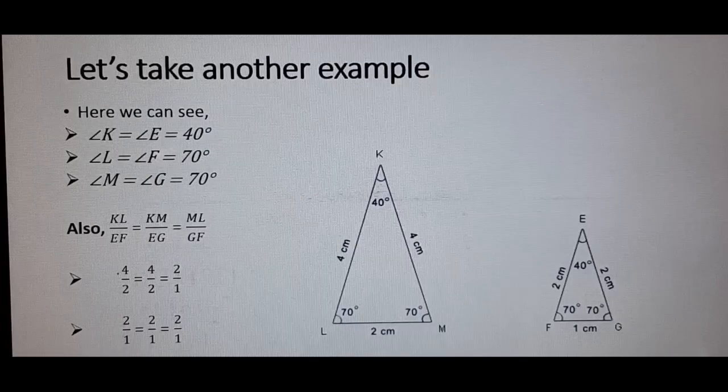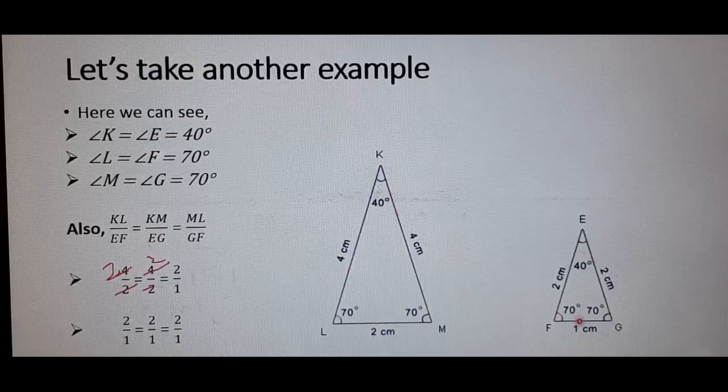So this 4 by 2, if I simplify further, 2 into 2 is 4. Here also the same thing, 2 into 1 is 2 and 2 into 2 is 4. So there I already have 2 by 1. On simplification I got 2 by 1 equal to 2 by 1 equal to 2 by 1. So from here I can see corresponding angles are equal and corresponding sides are in the same ratio, which means these two given triangles form a pair of similar triangles.